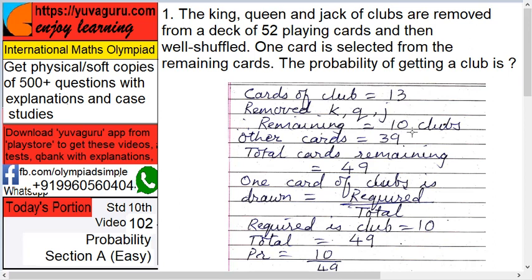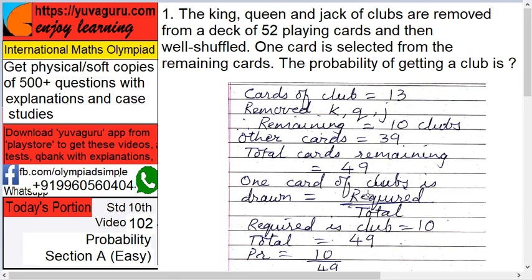Other cards are 39. And how many of clubs now? 10. So total cards remaining is what? 49. Okay. Now these 49 cards are shuffled. Now one card is drawn from them. So what is the probability of getting a club?